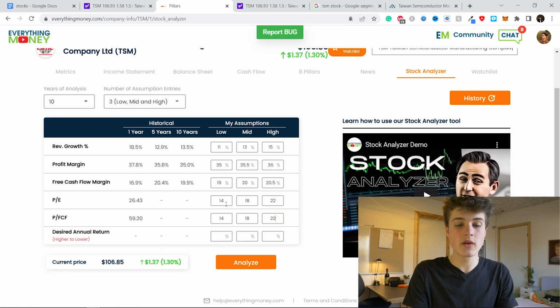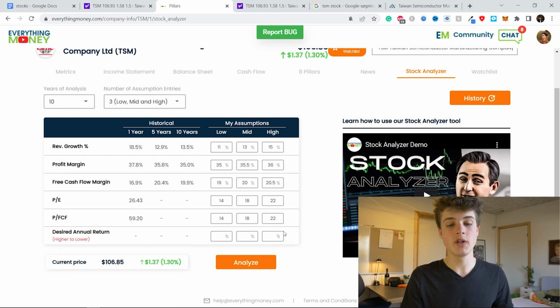If I were to go completely bull, which I don't think they're going to hit, then I would probably go 15, 20, and 25. So we can try that after we see what this gives us.